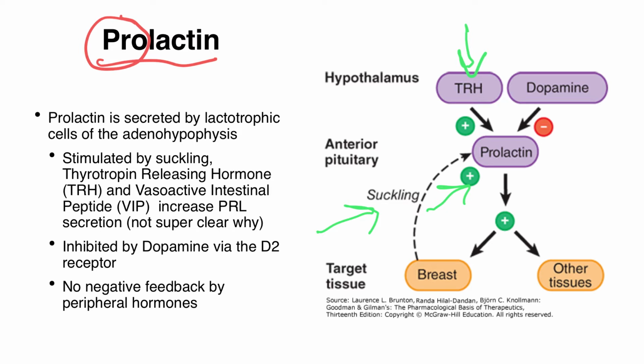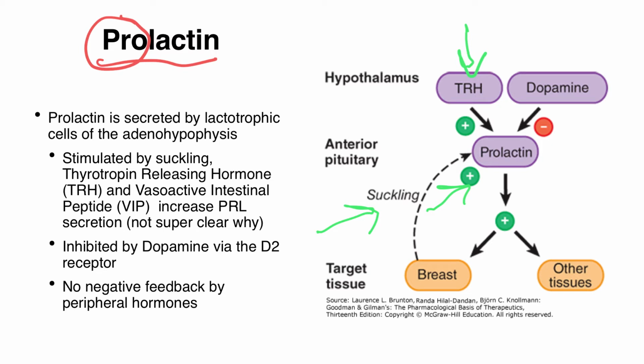And thyrotropin is referring to thyroid hormone. The cells in the anterior pituitary are really similar to one another, and we'll find that they can sometimes respond to multiple releasing hormones. Thyrotropin releasing hormone, or TRH, stimulating lactotrophic cells is a prime example of that. So TRH increases prolactin secretion.